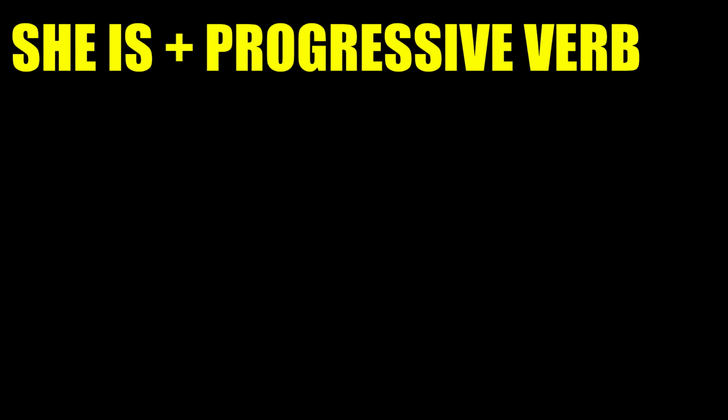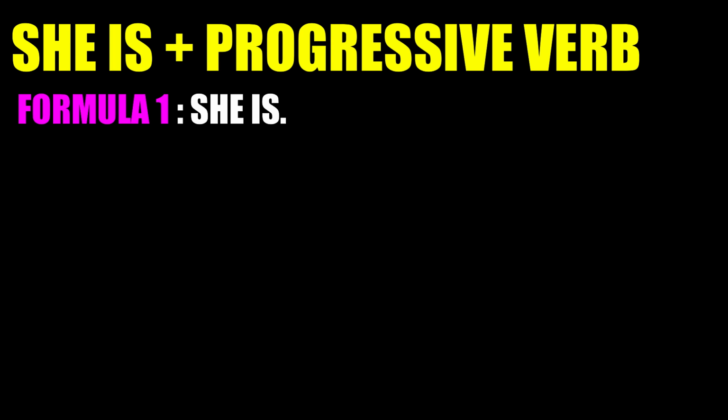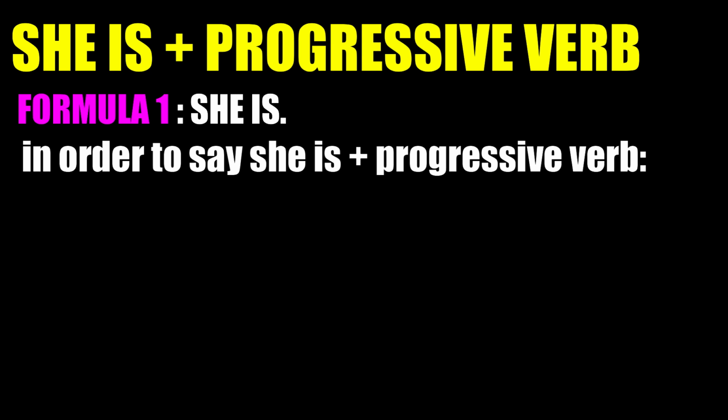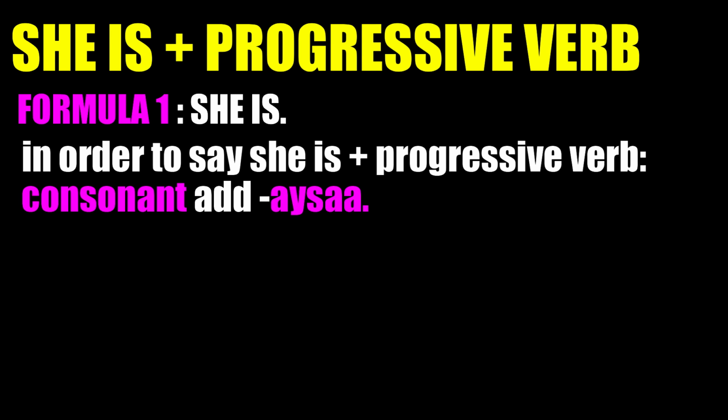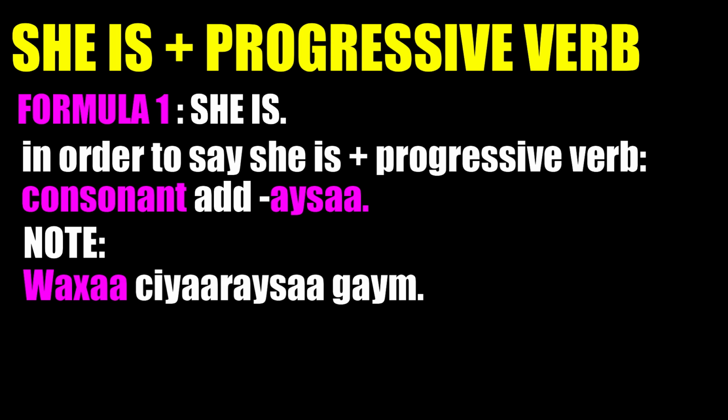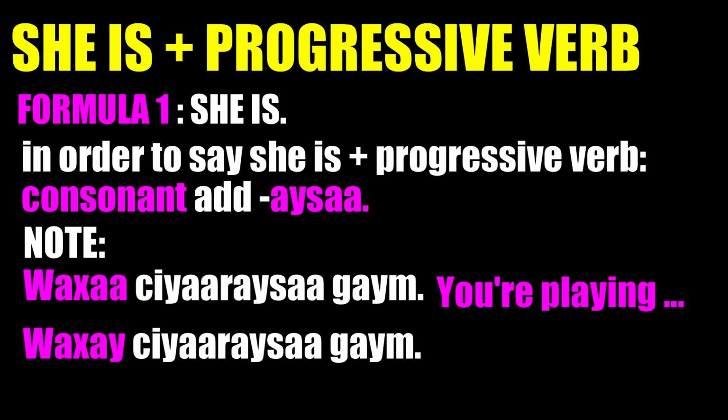And at last, we're going to learn she is plus progressive verb. In order to say she is plus progressive verb, we need to add a sa at the end of every verb that ends with consonants. Please note, this is the same as you are plus progressive verb, but the helping pronoun is really different. If we say waxaa ciyaaraysaa game, that is you're playing because of the helping verb, which is waxaa. But if we say waxay ciyaaraysaa game, that means she's playing because of waxay.